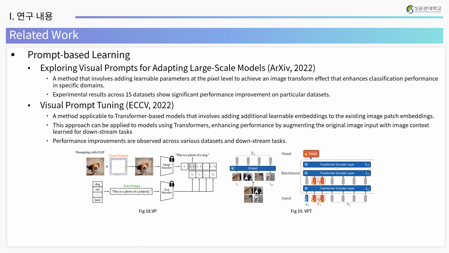The second paper is Visual Prompt Tuning. It shows a method applicable to transformer-based models that involves adding additional learnable embeddings to the existing image patch embeddings. This approach can be applied to models using transformers, enhancing performance by augmenting the original image input with image context learned for downstream tasks. Performance improvements are observed across various datasets and downstream tasks.